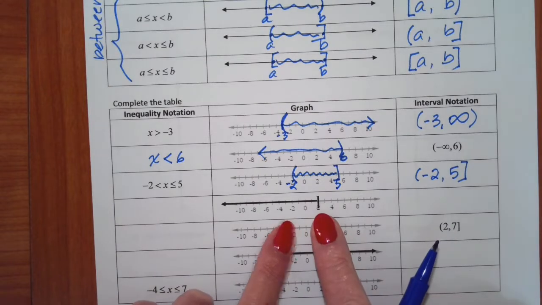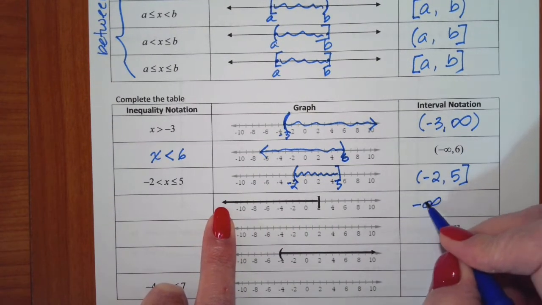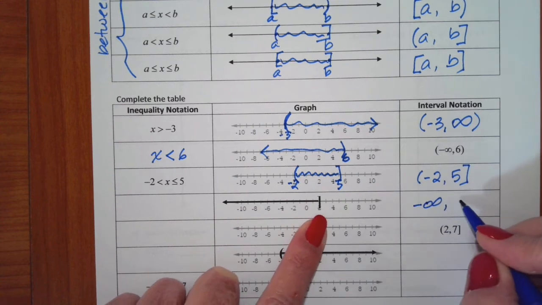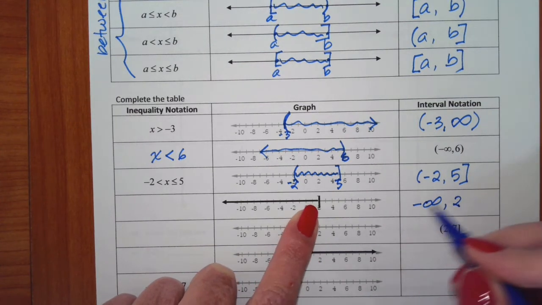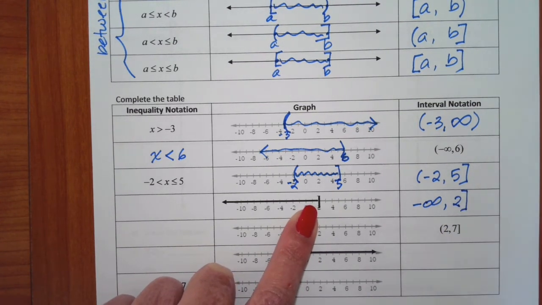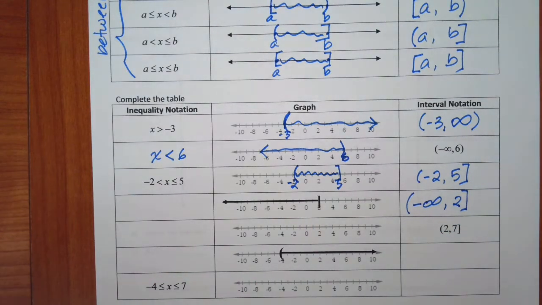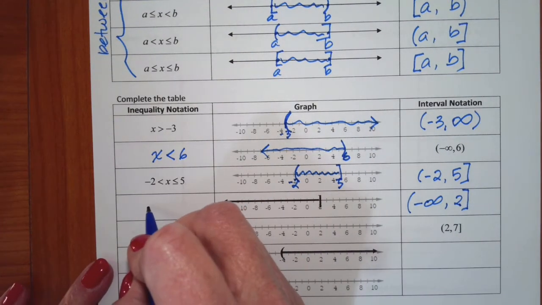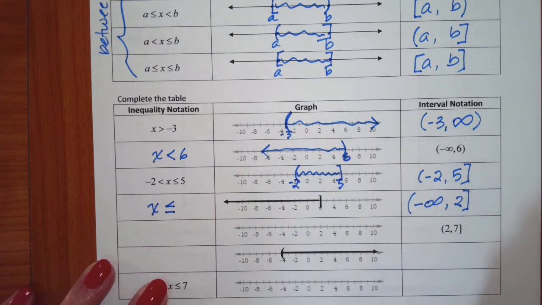Now, if I'm looking at the graph, this goes on forever and ever, so I'm starting over here at negative infinity, and I'm ending up at positive 2. There is a bracket here, and of course, negative infinity gets a parentheses. So this tells me that it is all the values that are less than or equal to 2.